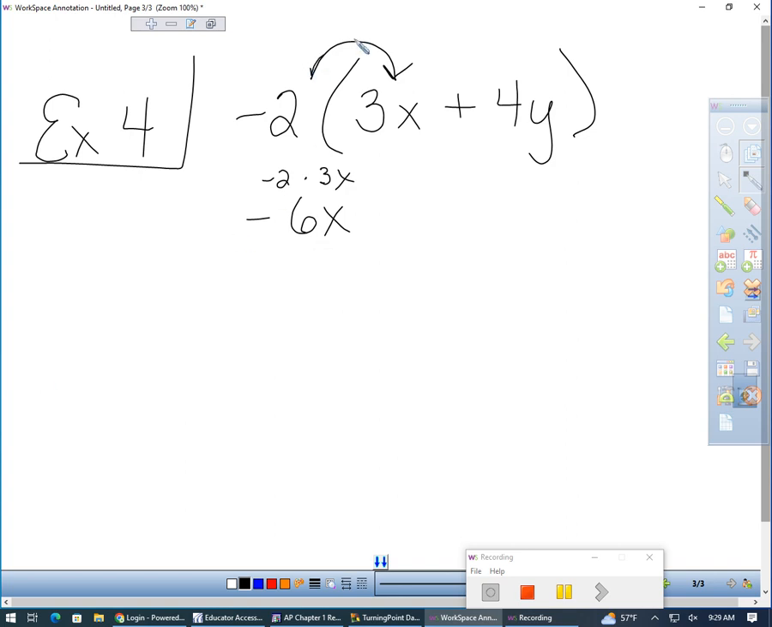Then we take -2 times 4y. Good, -8y. This is the perfect example of having 2 different variables. We want to write those terms in alphabetical order. So x comes before y. That's the way we're going to write them, x before y. All right.